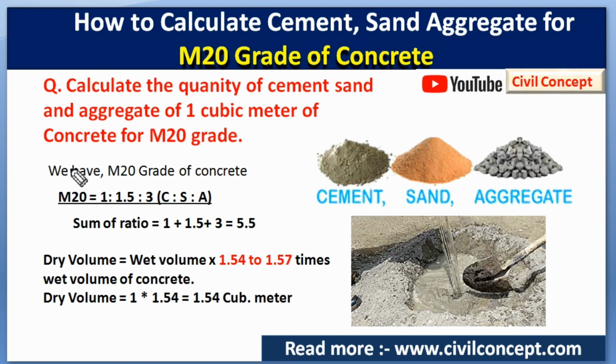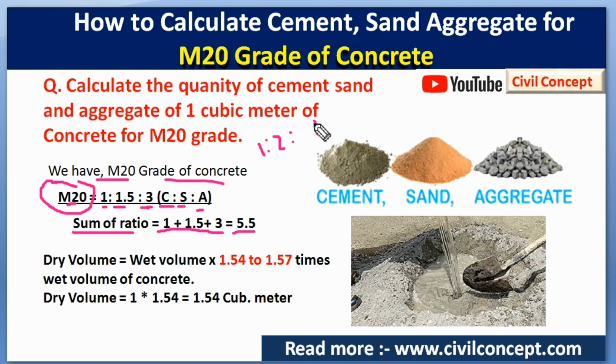Okay, now we have M20 grade of concrete, and M20 grade of concrete has mix ratio 1:1.5:3, as we have already discussed. This is the part of cement, this is the part of sand and this is the part of aggregate. Okay, so first of all we will sum the ratio. Okay, so the sum of ratio will be 1 plus 1.5 plus 3 equals 5.5. Okay, so if we are taking M15 grade of concrete, then its ratio will be what?